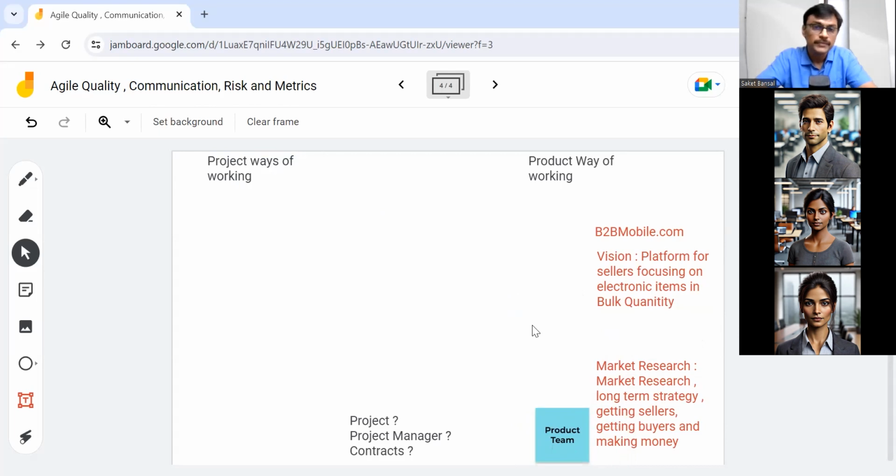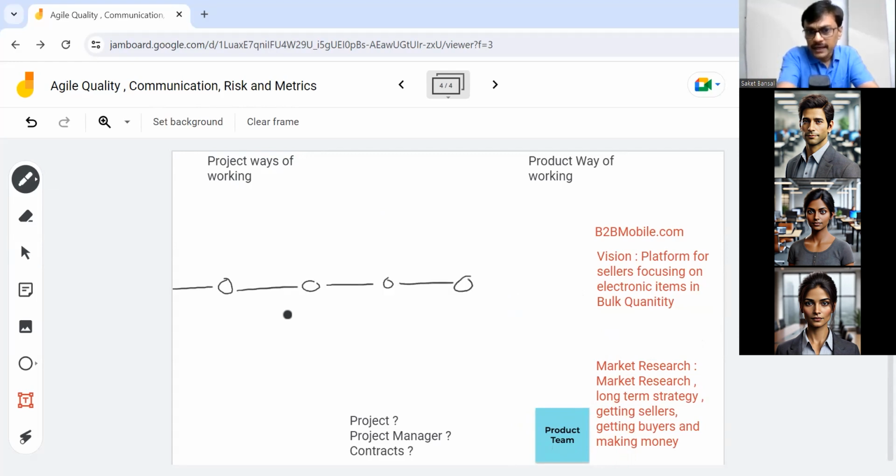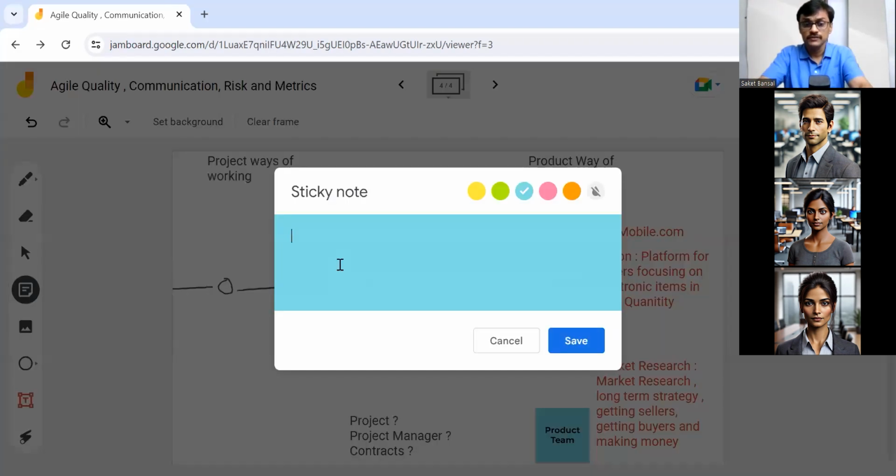Now this team may also have figured out that we cannot make this B2B mobile in one go. Probably we will develop it over the next 2-3 years, and these are the possible milestones we will take. And ultimately, at some point in time, we will think of retiring the B2B mobile, maybe after 5-10 years. So they may say that we will launch with our basic version.